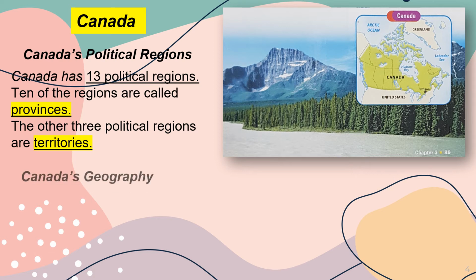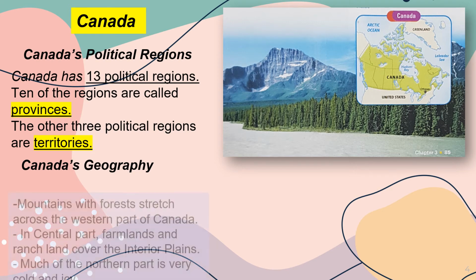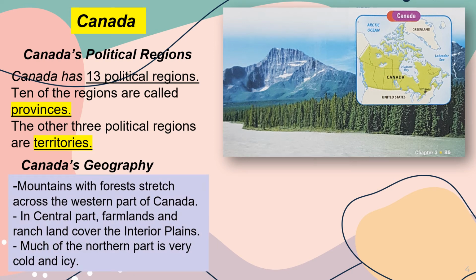So when you say territory, it is an area owned and governed by a country. All right, so what about its geography? Like the United States, Canada has a variety of landscape. In fact, some landforms and waterways stretch across parts of both countries, so that's Canada and United States. Mountains with forests stretch across the western part of Canada, and then in the central part, farmland and ranch land cover the interior plains, and then the Great Lakes and the fertile St. Lawrence River Valley lie in the eastern part of the country. And much of northern Canada is very cold and icy.